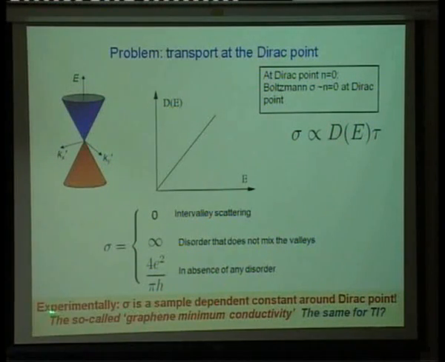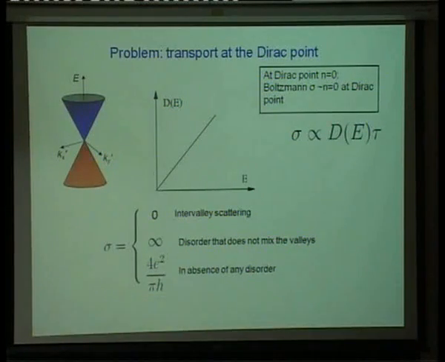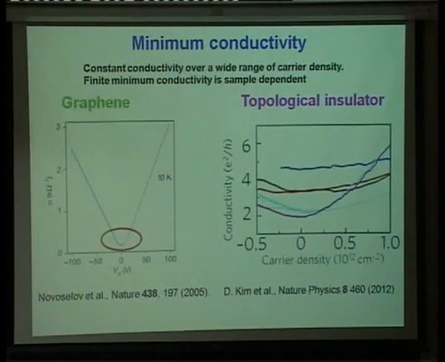Let me tell you experimentally what people find. Experimentally, conductivity is a sample-dependent constant, very weakly sample-dependent, logarithmically, around the Dirac point, the so-called graphene minimum conductivity, okay? And the same thing is found for topological insulators. And you may have already noticed it.